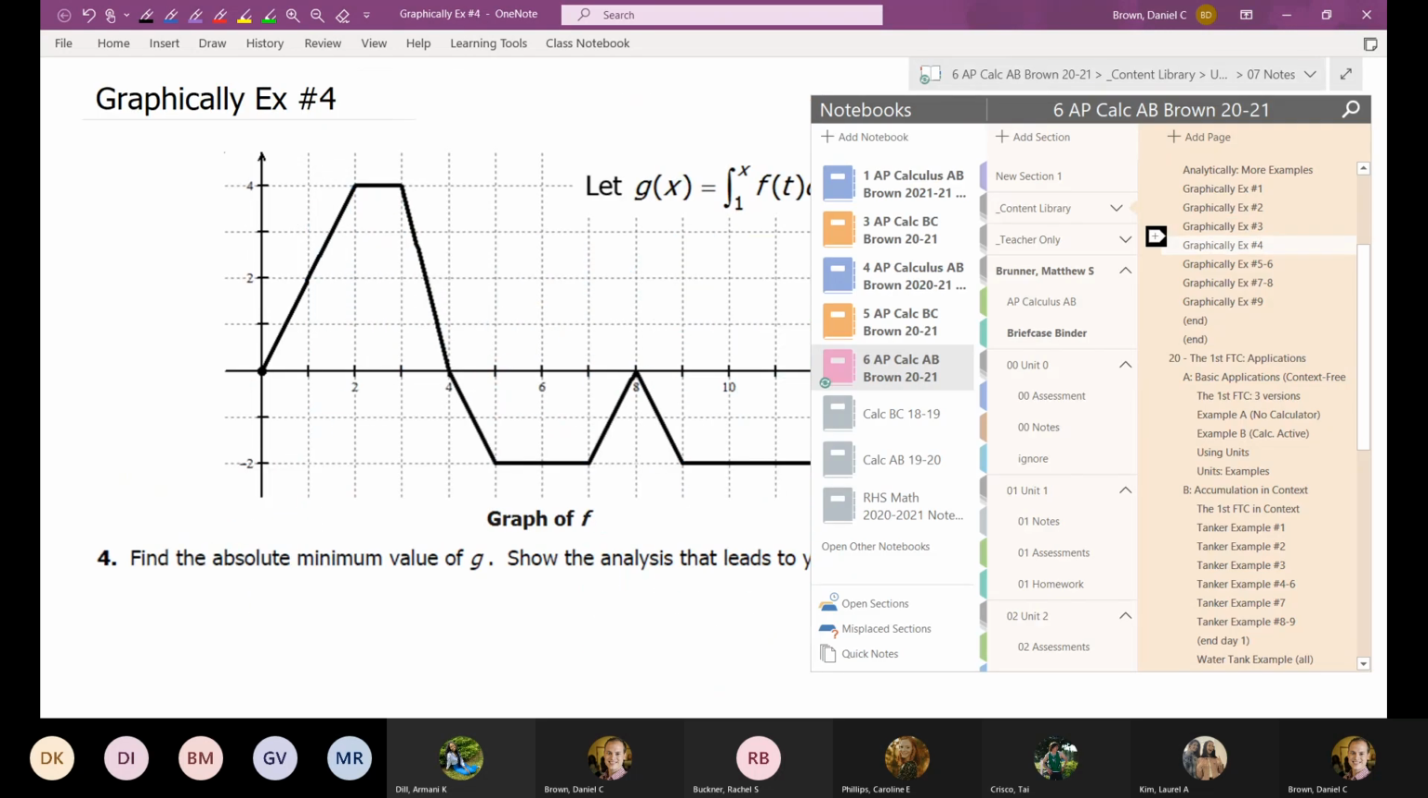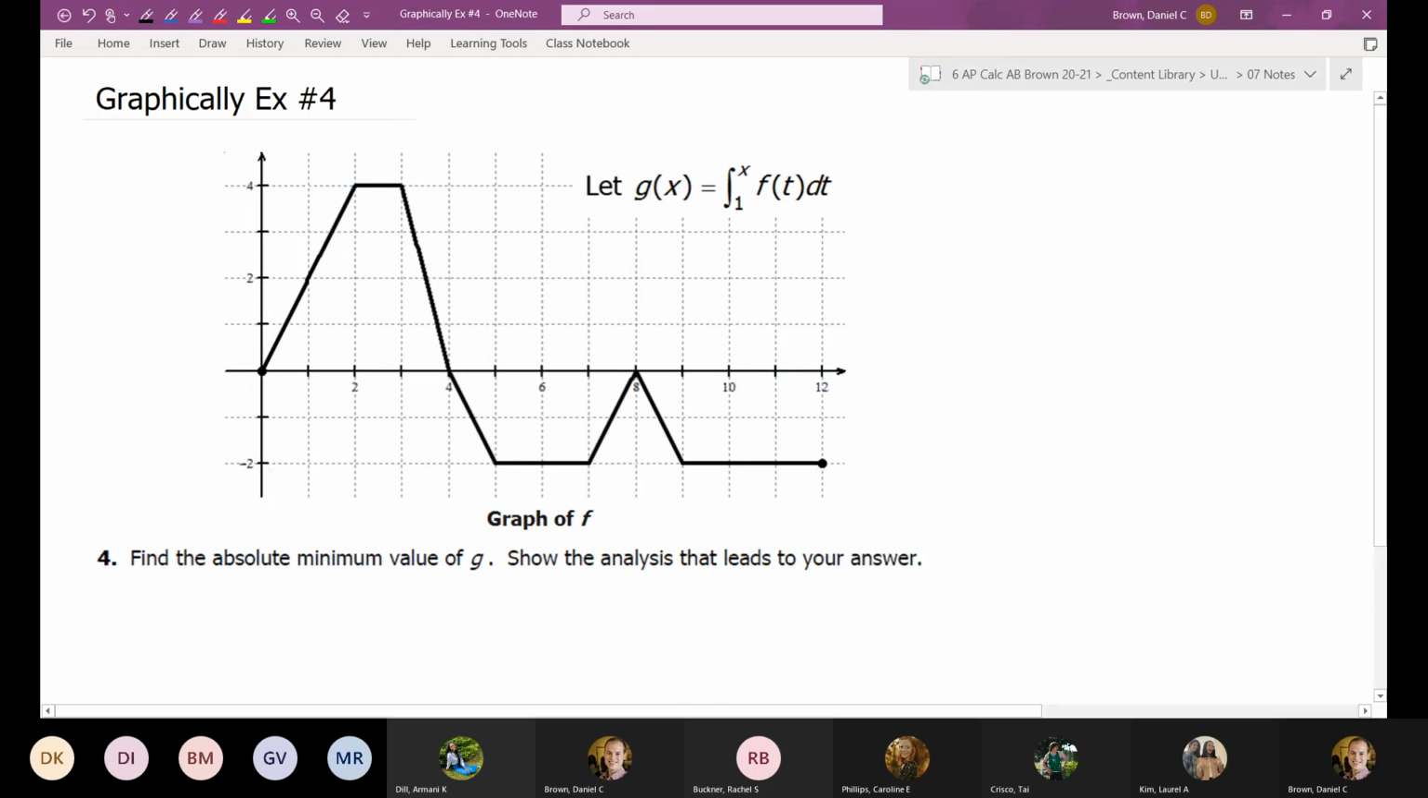Next question, we are going to see a lot of things from first semester in this topic, like we are doing a lot of derivatives. That's what the second FTC relies on. So looking at this one, same graph, same g of x. And I want to find the absolute minimum value of g.